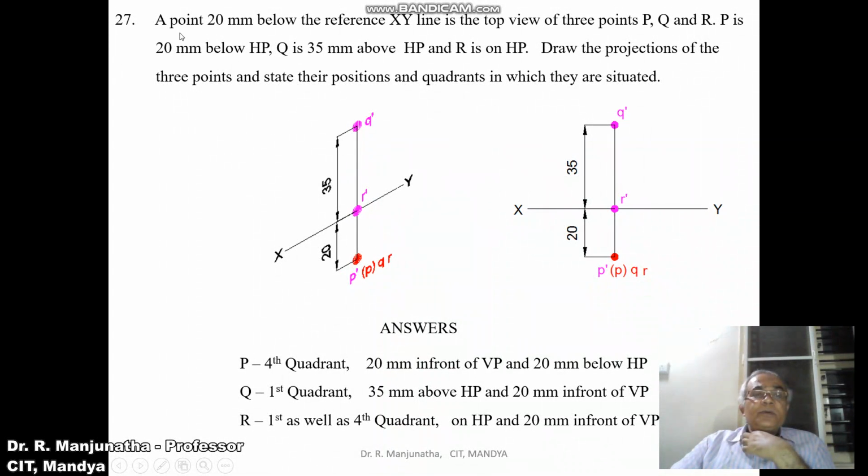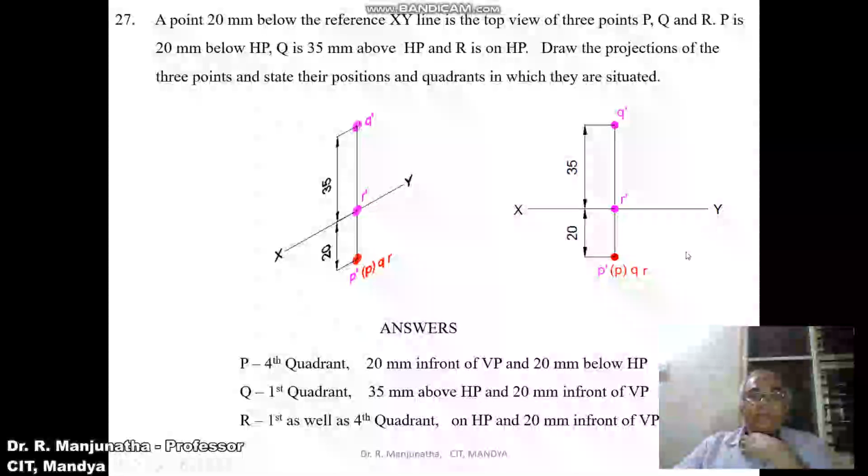So first, we are going to draw the XY line and mark here X and Y with a thin line. A point is 20 mm below the reference XY line. So first we are going to draw a vertical projector 20 mm below the reference XY line. So that means from here you measure 20 mm and mark a point. That is the top view of 3 points, so that means small p, small q, and small r.